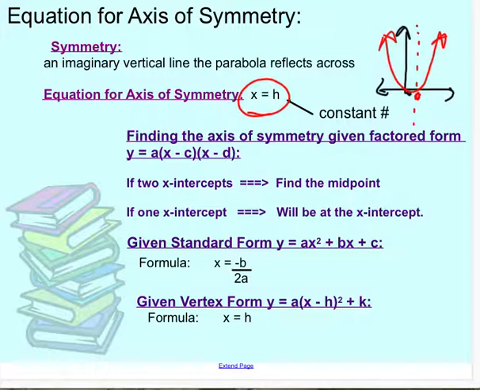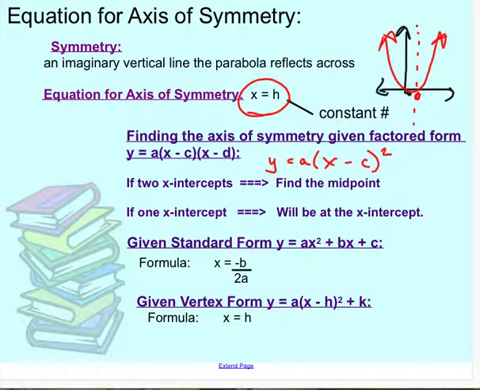To find the equation of the axis of symmetry, if it's factored form, if there are two x-intercepts, then you would find the midpoint of the two intercepts. If there's one x-intercept, factored form would look a little different. It would look like this, a binomial squared. That would give you one x-intercept, and that will be the x-coordinate of your vertex.